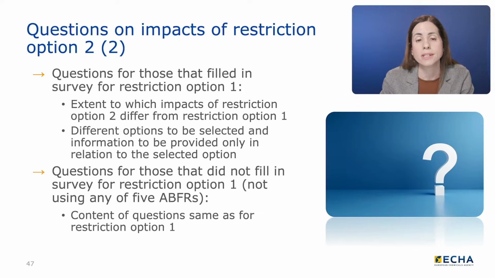In terms of content, this survey is adapted to the type of actor. Actors that have already filled in the survey for restriction option 1 will have to explain to which extent the impacts of restriction option 2 are expected to differ compared to restriction option 1. Instead, for actors that only use one or more substances from the group of the 19 ABFRs, the content of the survey will be the same as for restriction option 1. This is because these types of actors cannot provide information on the incremental impacts compared to restriction option 1, as they are not using any of the 5 substances mentioned earlier.